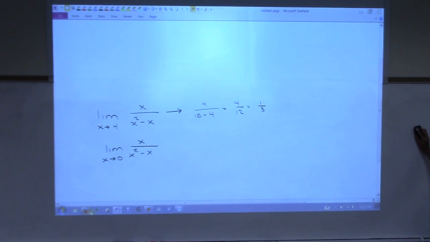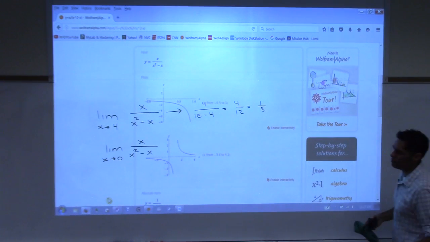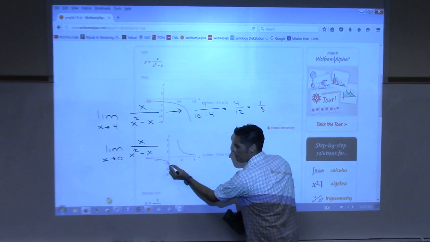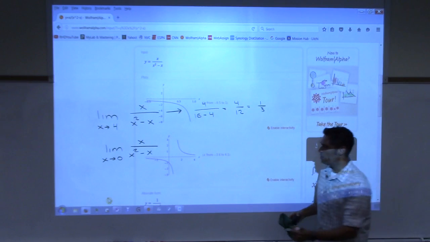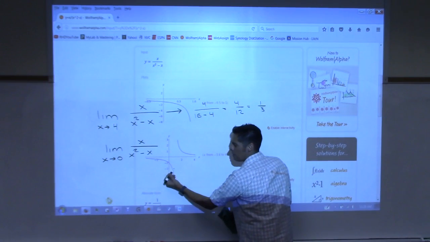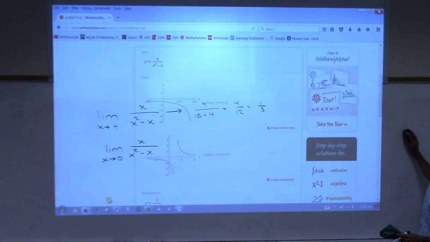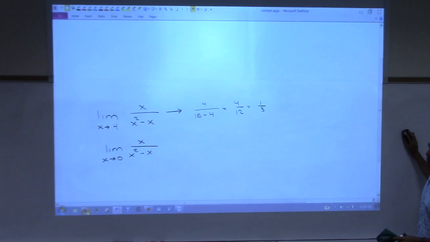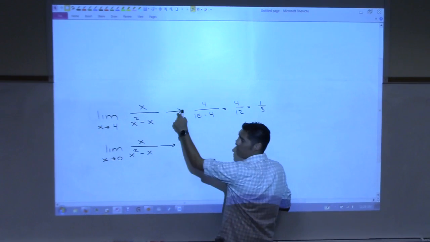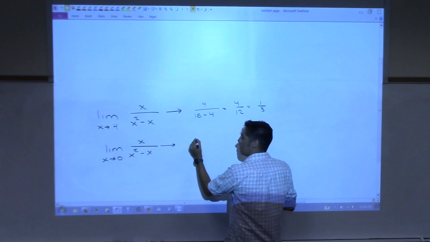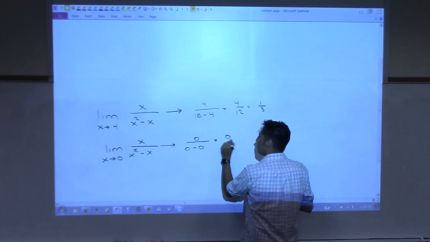Do y'all want to look at the graph again real quick? What was happening at 0? Does it look like the limit exists to you? Does it look like as I come in from the left and from the right that I'm headed somewhere? Yes. But if I try direct substitution, that's why I'm using the arrow, I get 0 over 0 minus 0. This is 0 over 0.